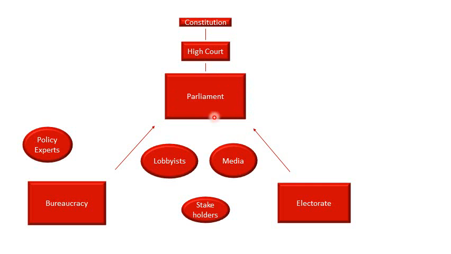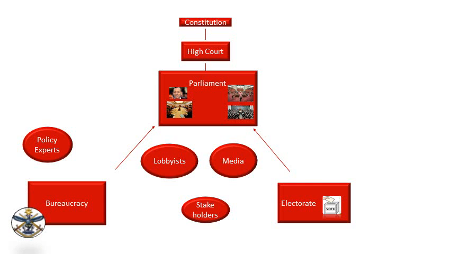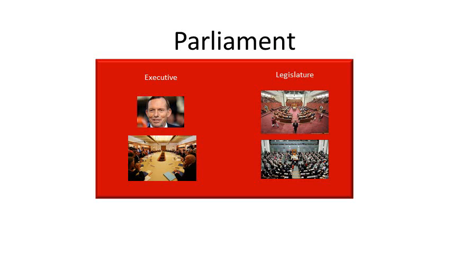The Parliament is the highly visible centre of our political system. It serves two very important political functions. First, it's the legislature, which means it makes the laws. If a proposed law passes both houses of Parliament, it becomes Australian law. It has to pass the lower house, or the House of Representatives, and the upper house, or the Senate.